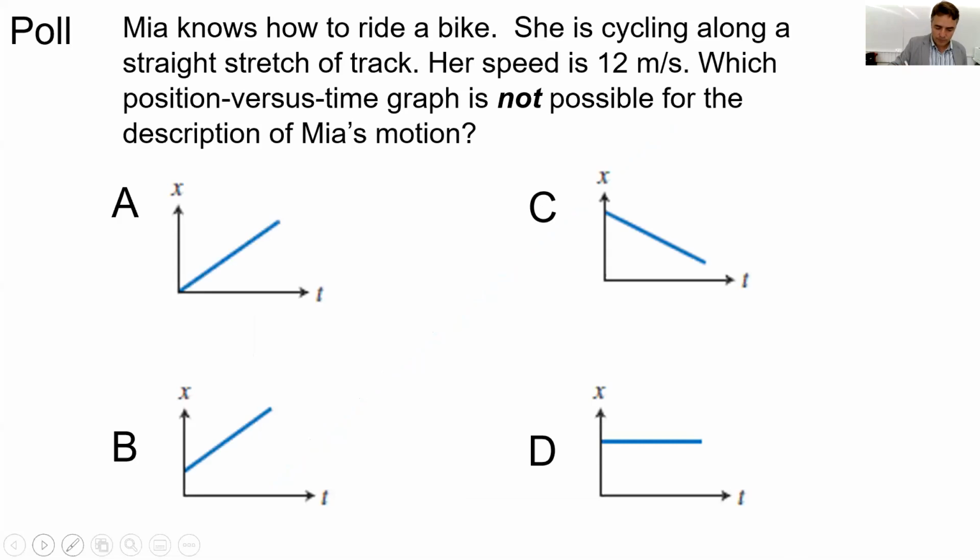And let's do another poll. So Mia knows how to ride a bike. And even if Mia doesn't know, if you can imagine knowing how to ride a bike, then you can make it happen. It just takes time. Anyway, she's cycling along a straight stretch of track, so it's 1D motion. Her speed is 12 meters per second. So which of these position versus time graphs is just not possible for this description of Mia's motion? I'm hoping you can see the poll and the graphs and choose which one.